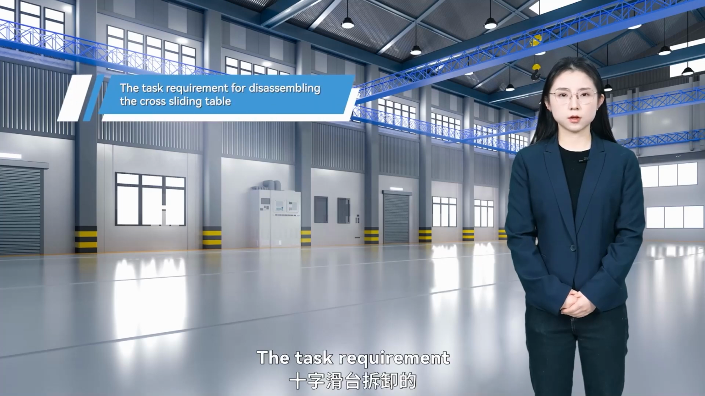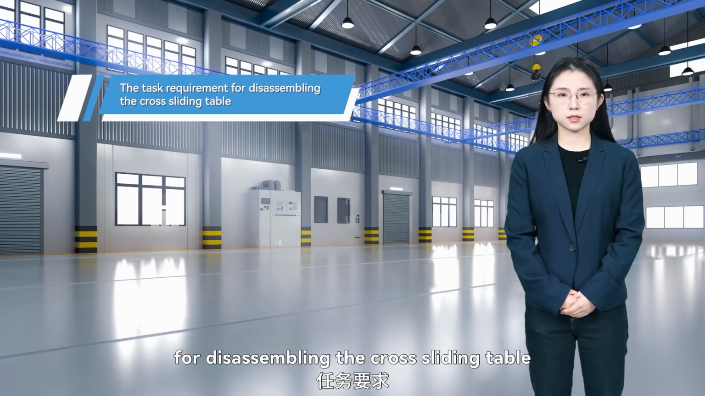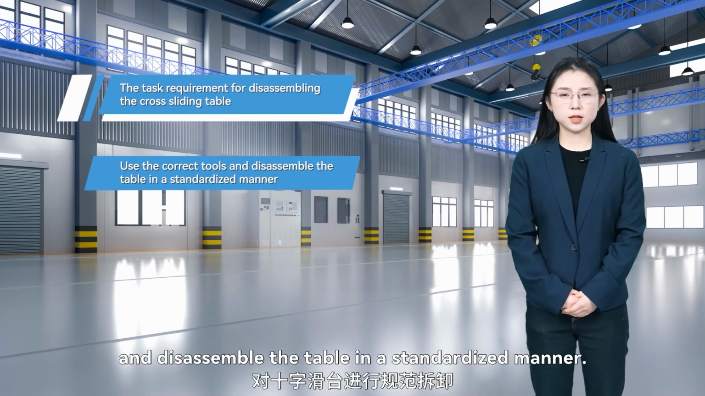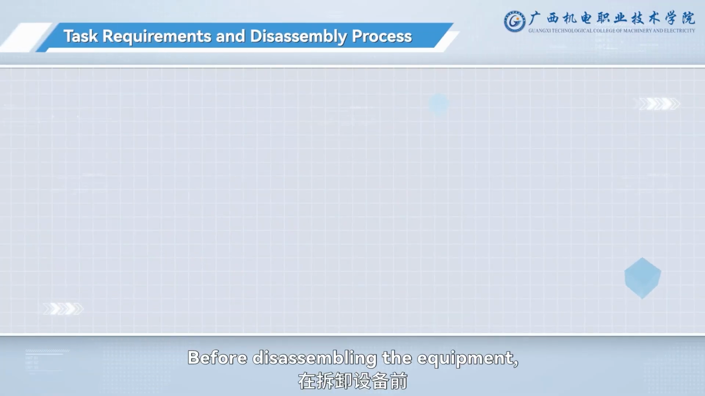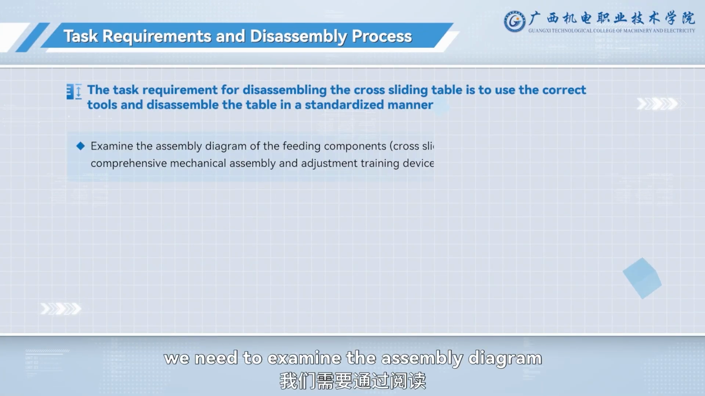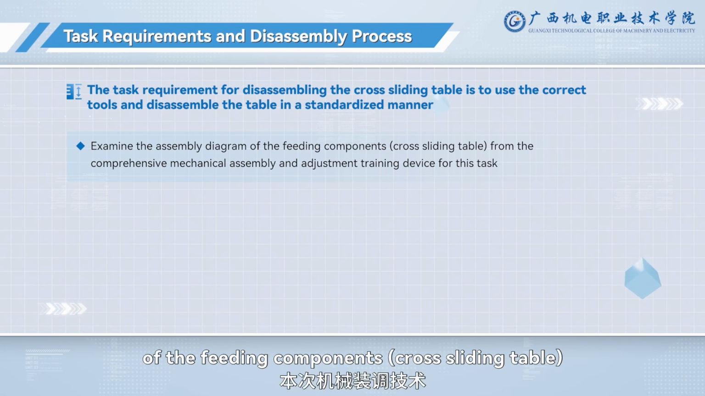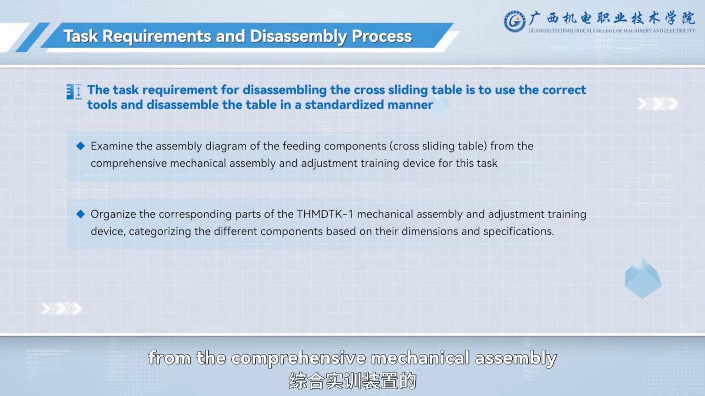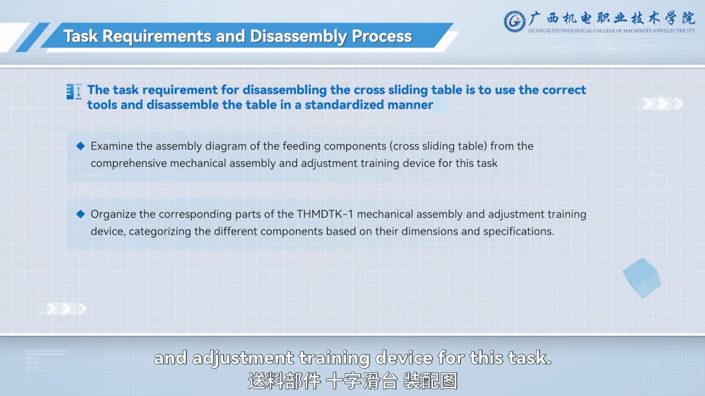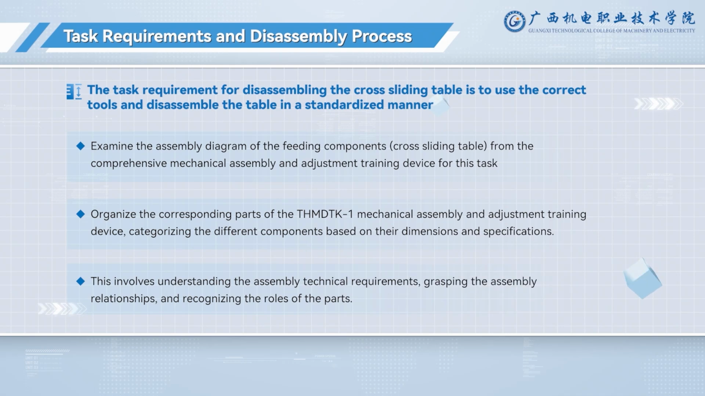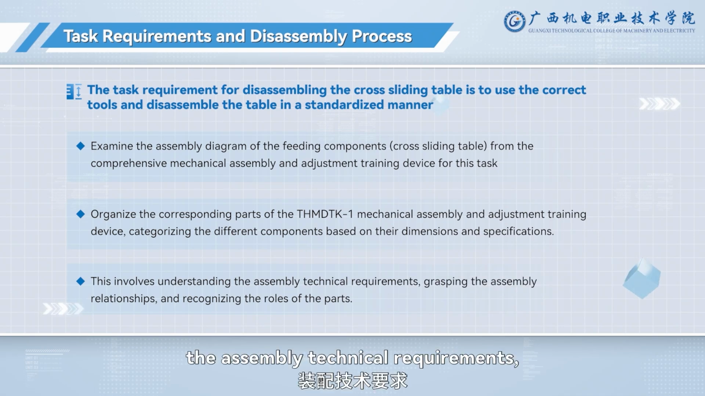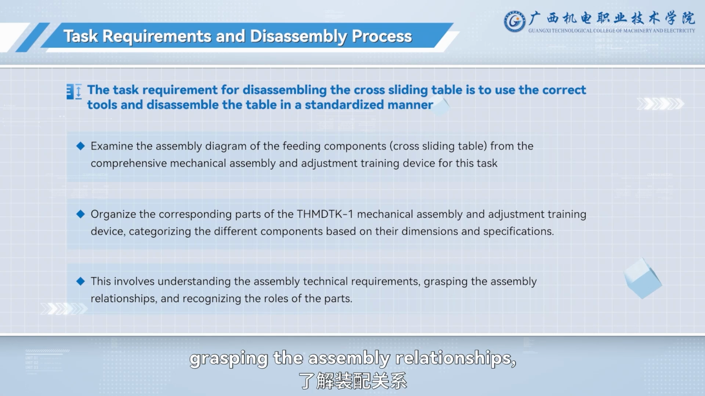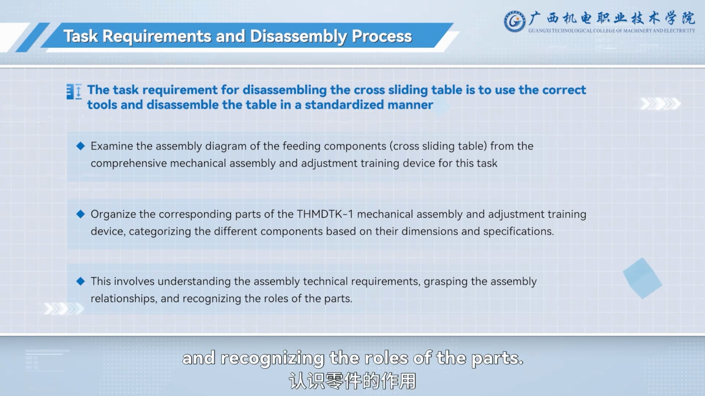The task requirement for disassembling the cross-sliding table is to use the correct tools and disassemble the table in a standardized manner. Before disassembling the equipment, we need to examine the assembly diagram of the feeding components, cross-sliding table, from the comprehensive mechanical assembly and adjustment training device for this task. This involves understanding the assembly technical requirements, grasping the assembly relationships, and recognizing the roles of the parts.